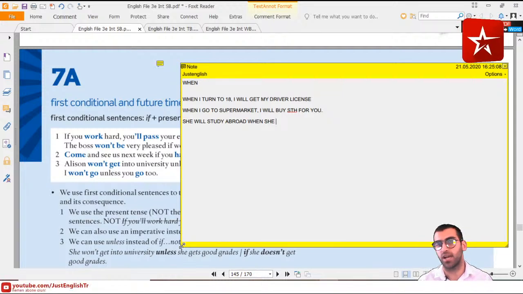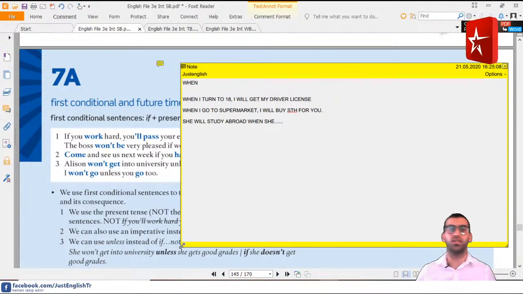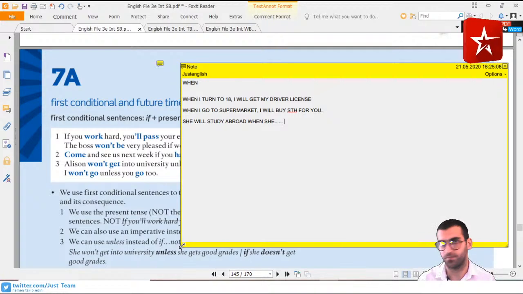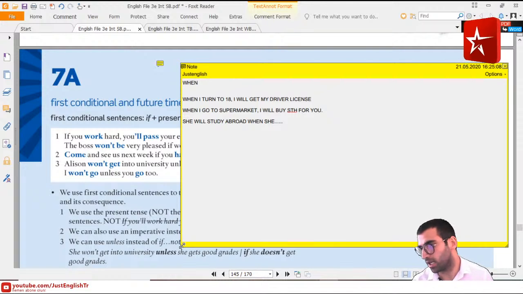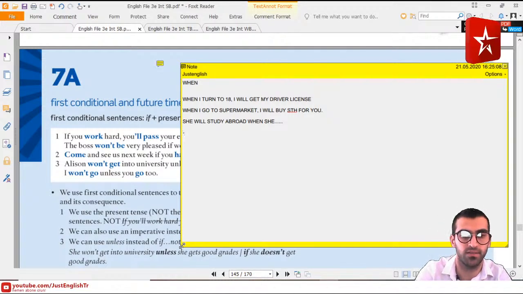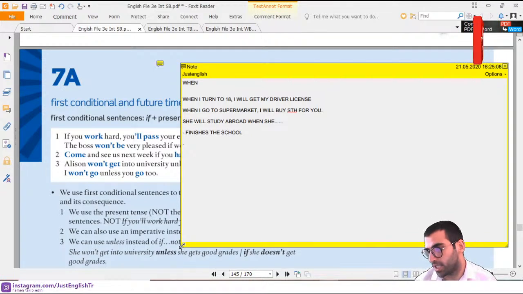So she will study abroad when she what? Can you complete this sentence, please, by using your own ideas? She will study abroad when she blah blah blah what? Okay, I am waiting. When she finish the school, Nejat Ünlü says. Okay, the idea is when she finishes the school. Yes, good idea. Thank you, Mr. Nejat. And finishes, yes, not finish.